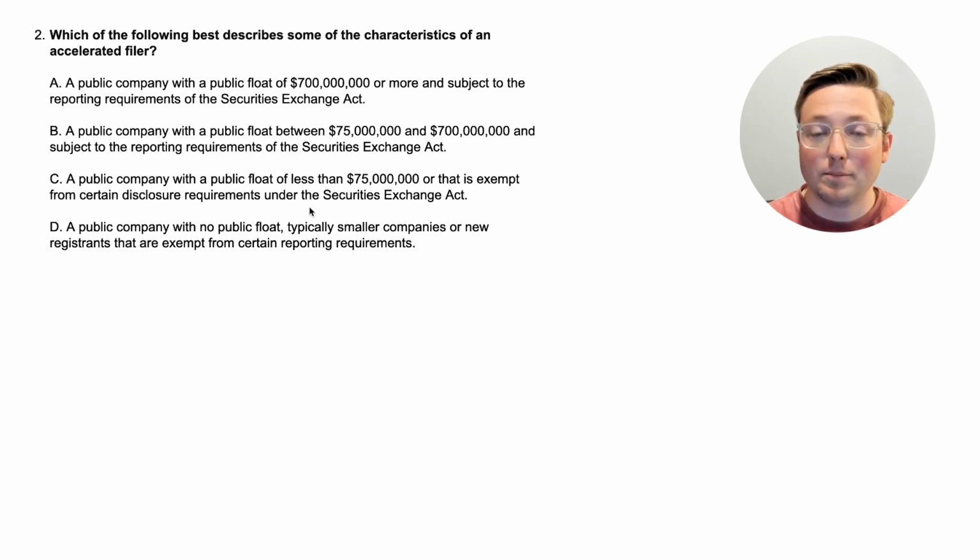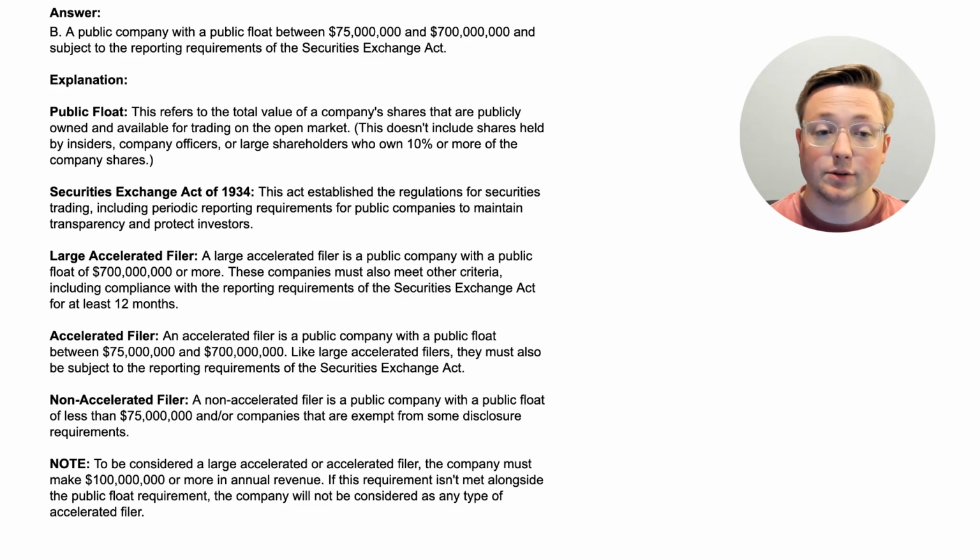Again, if you don't know what public float means or what an accelerated filer is, that's okay. We're going to dive straight into the answer. Again, this is giving us a basis to be able to answer the other questions in this video. All right, here we are at the answer. The answer is B: a public company with a public float between $75 million and $700 million that is subject to the reporting requirements of the Securities Exchange Act would be an accelerated filer, or at least that's some of the requirements there. Let's talk about each of the different things that are in this question. Again, this is all giving us a basis for the next questions.